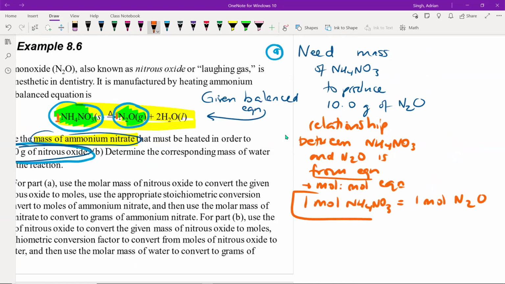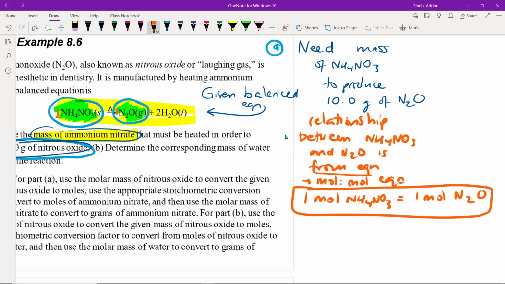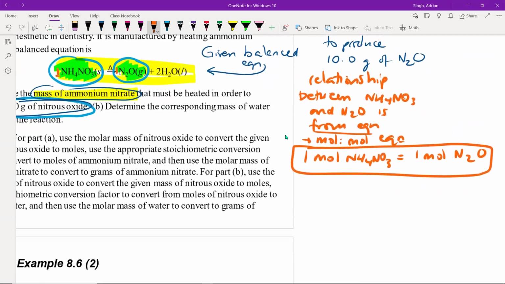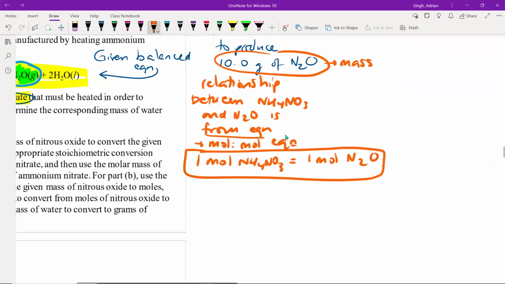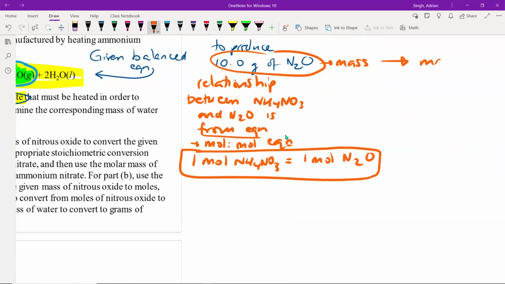There's nothing special that we need to do. We just read those coefficients. So that's our relationship that connects one thing to the other thing that we're given in part A. We are also provided with not moles, but mass. This is the mass of N2O, and what we need to find eventually is to convert that to the mass of the ammonium nitrate, NH4NO3. So how do we get from mass of one thing to mass of the other? Well, we just said the relationship between those two things is a mole-to-mole relationship.